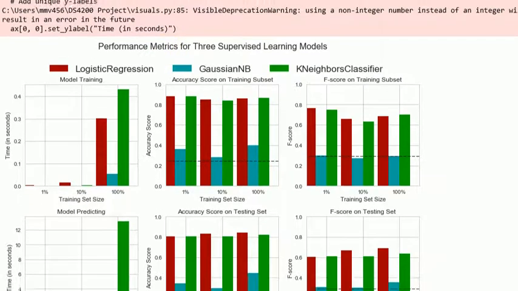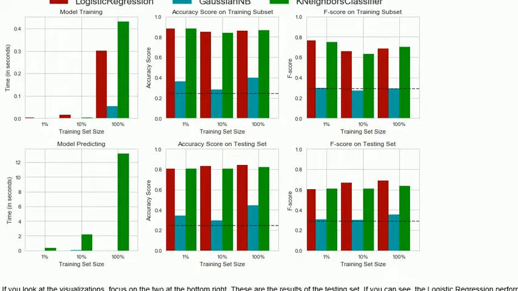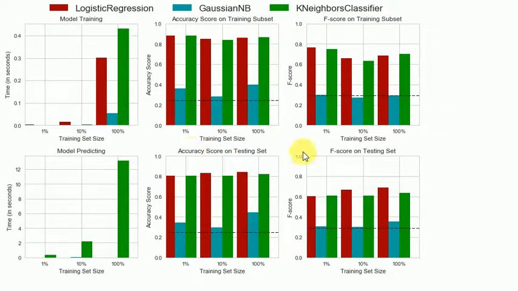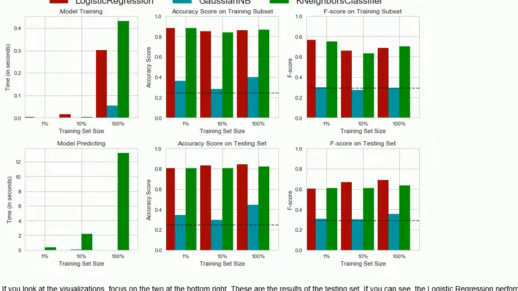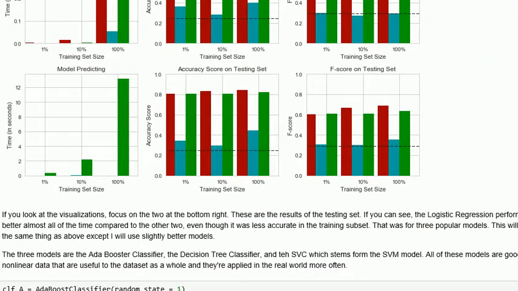And then these are the performance metrics. The things I want to focus on are the accuracy score on the testing set and the F score on the testing set. You see here, the dark red performs higher than anyone else, slightly higher. That's the logistic regression model. It performed the best, even though it didn't do so well on the training subset, but on the testing subset it really improved.